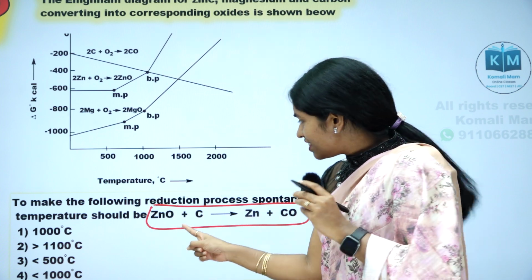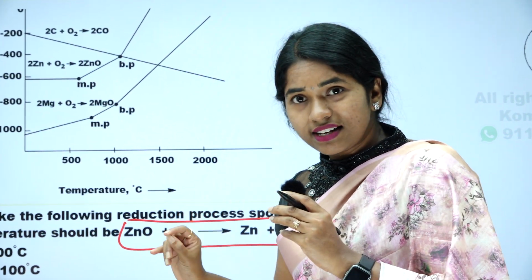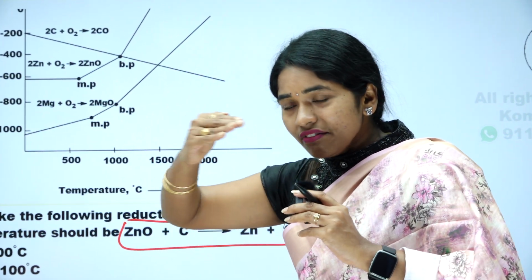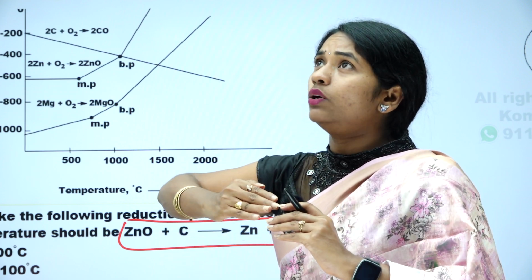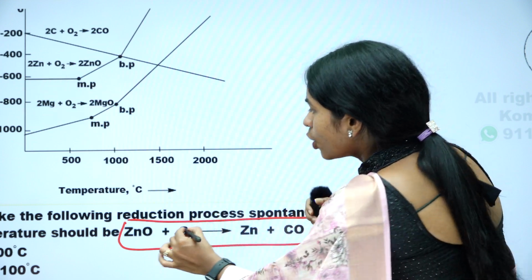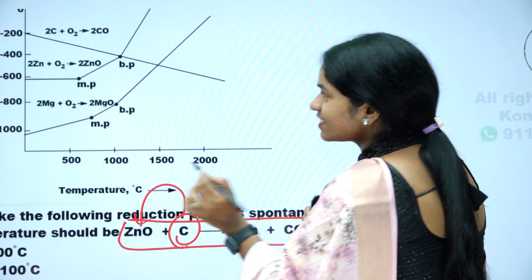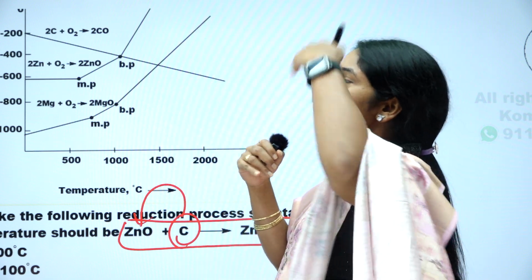Observe this. This is the oxide, and this is the metal or element. What is the technique I told you? The element present down has the ability to reduce the oxide which is on top. So very easy, see here, coke can reduce zinc oxide, correct? Means the coke line should be down, and the zinc oxide line should be on top.